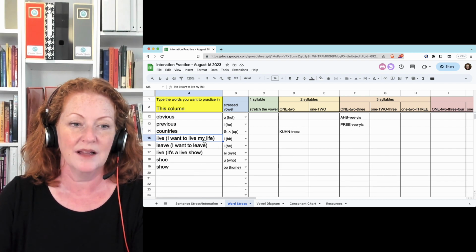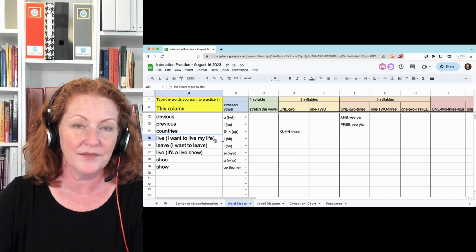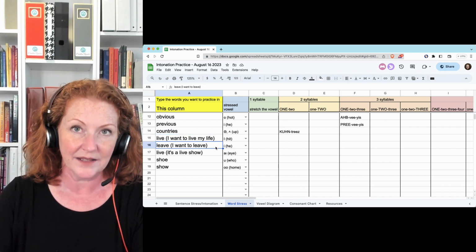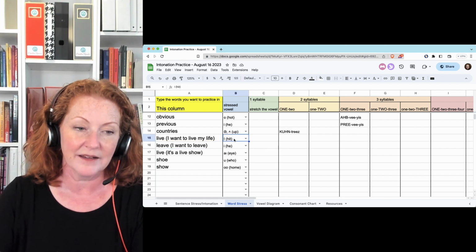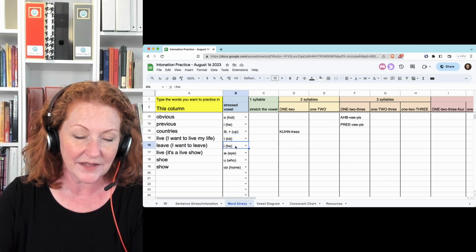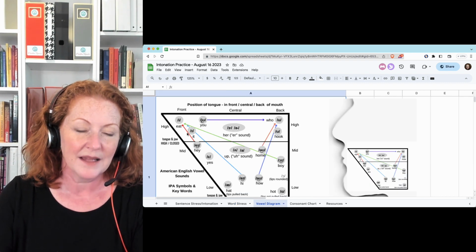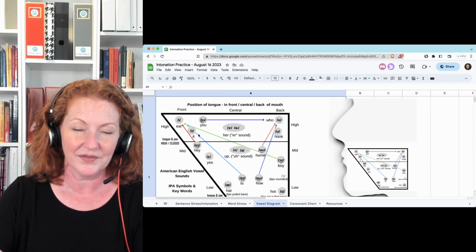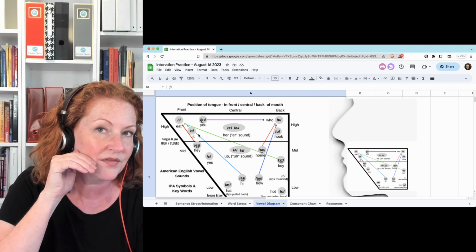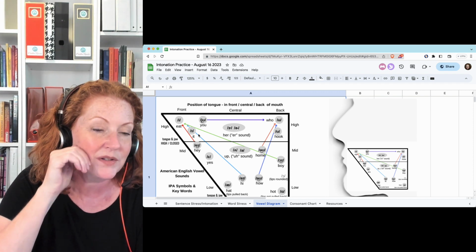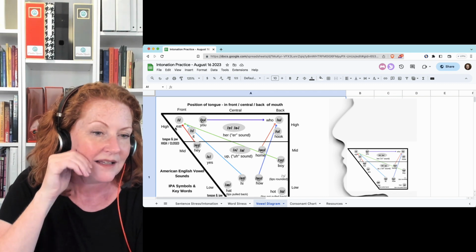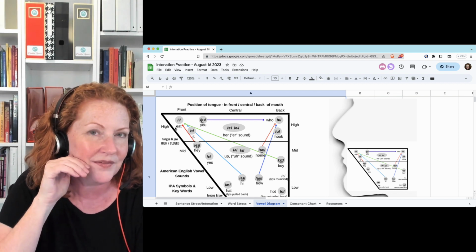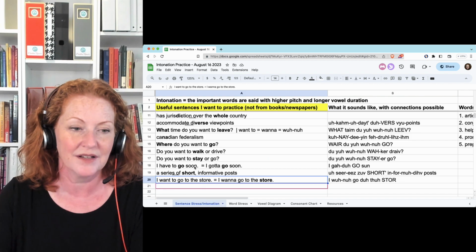The difference between live, I want to live my life, and leave, I want to leave. The vowel in live is I, like hit, and the vowel in leave is E. So remember, live, I want to live my life is like it. Your tongue is more flat, a little more flat. Leave, I want to leave is like eat, very high. Leave, lit, live, leave, live. That's a tiny little difference.